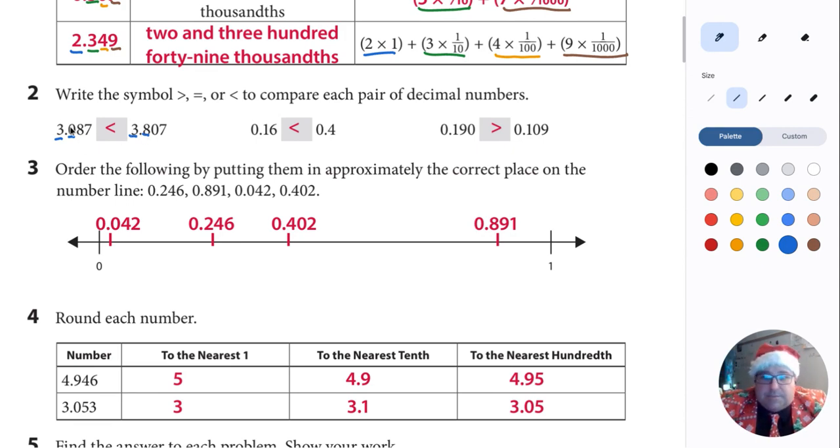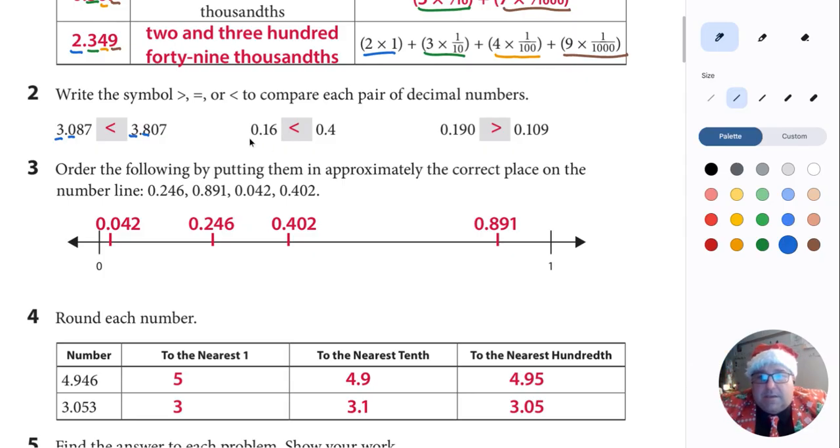Also, if you look at the decimal, 3 and 87 thousandths versus 3 and 807 thousandths. 87 thousandths isn't very much, but 807 thousandths, it's quite a bit. But really, just start at the beginning and go one number at a time until they're different.